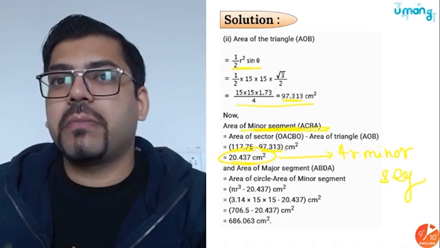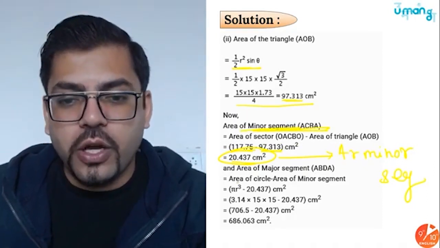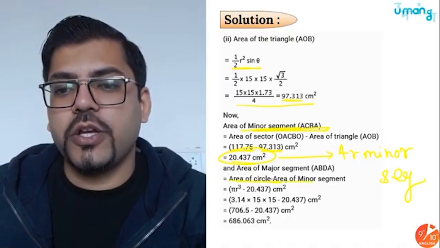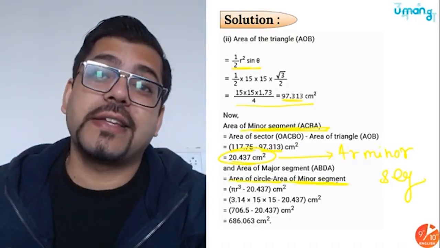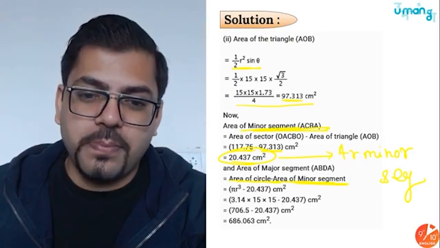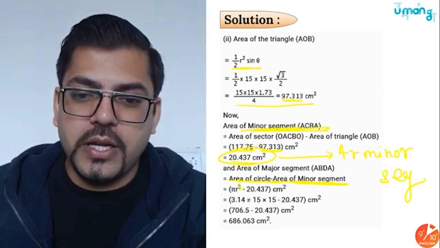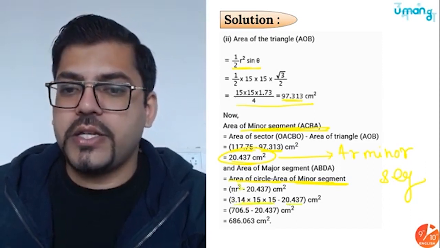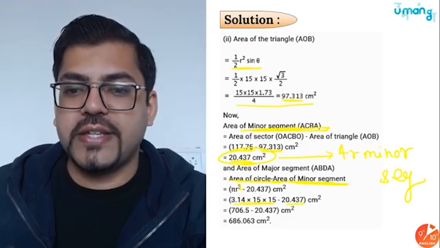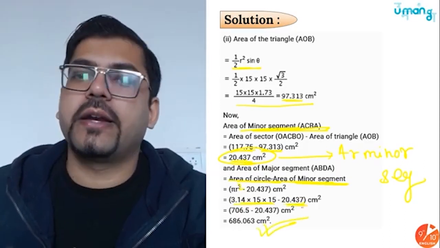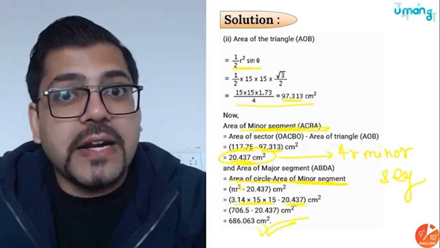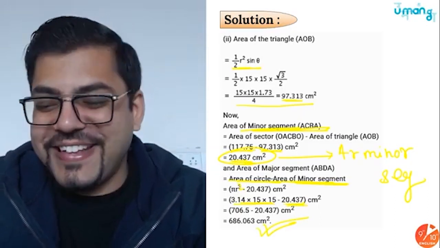For the major segment, you have to do area of circle minus area of minor segment. That's what I was saying in the previous question. So pi r, not cube, it's a square. Pi r square minus whatever we got here, 20.437. You will subtract it, you'll get the answer. That's it. Got it?